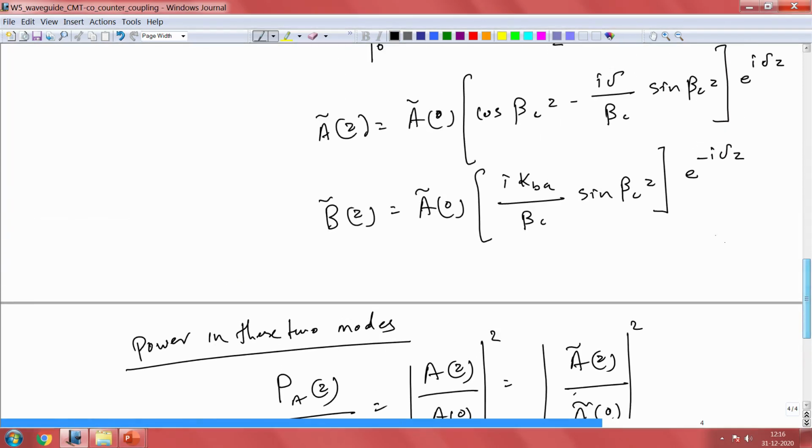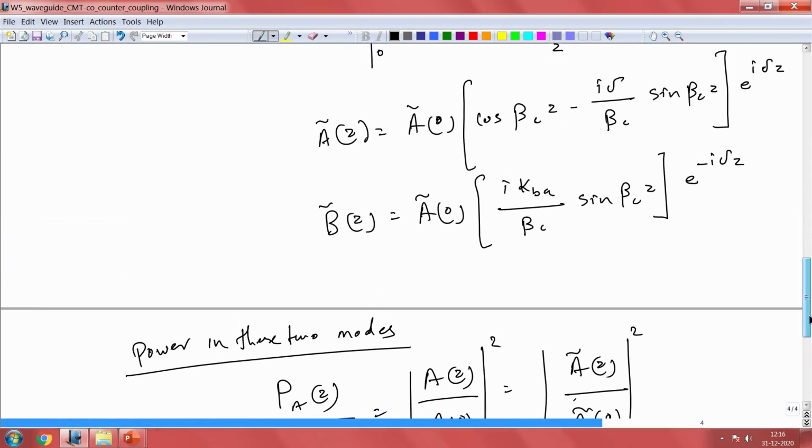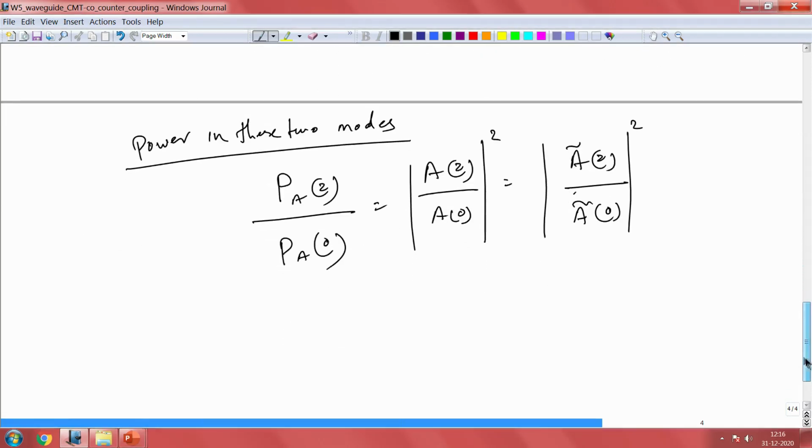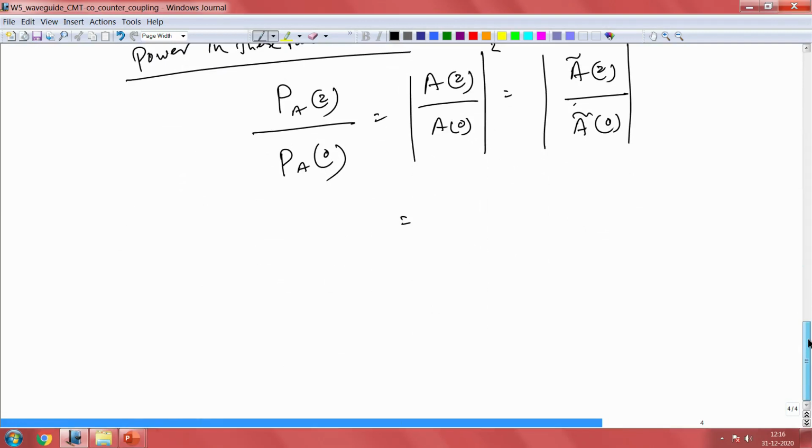So, we can apply the equation that we had here, right, and that would result in a coupled equation: kappa AB kappa BA divided by beta C squared times cos squared beta C z plus delta squared over beta C squared. So, this is how your power is going to evolve, and let us look at B, right.